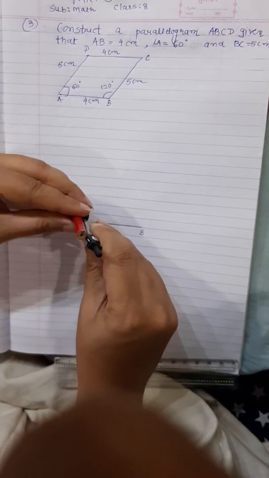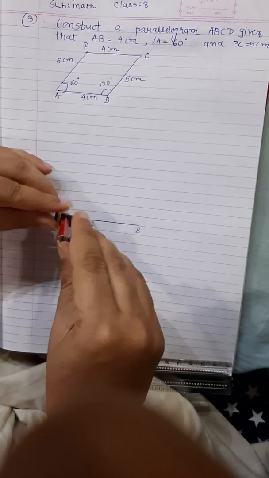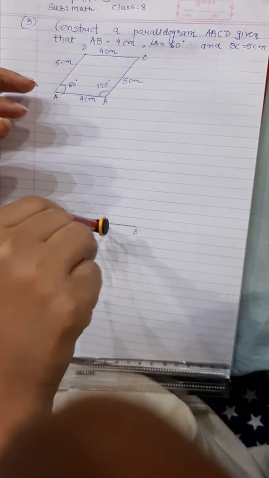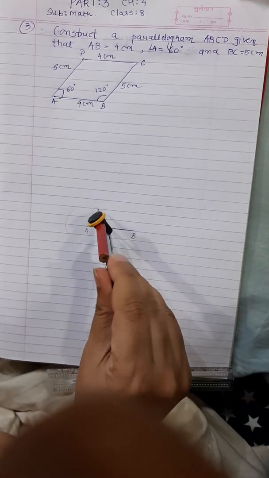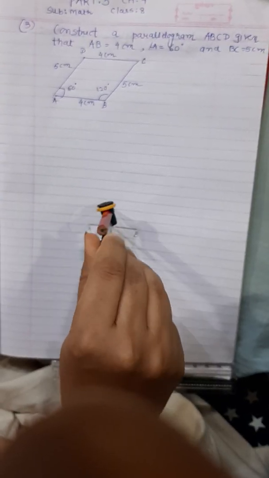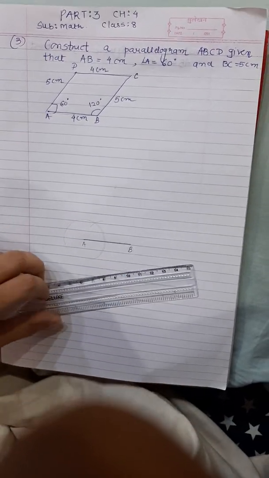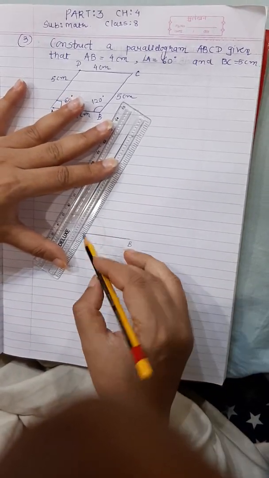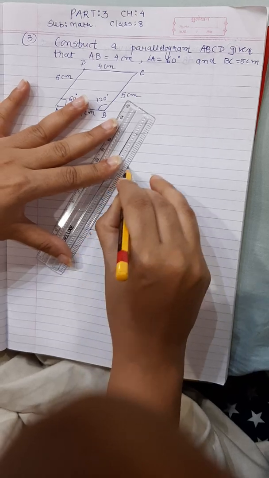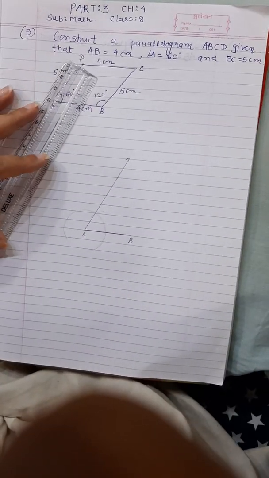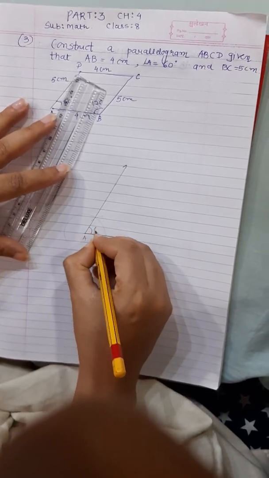So for 60 degrees, first take any radius arc, keeping A as a center. From the first arc that touches the line segment, draw another arc with the same radius, and join that line. So this is your 60 degree. You got this? This is our 60 degree. Now you know that this is 60 degrees.